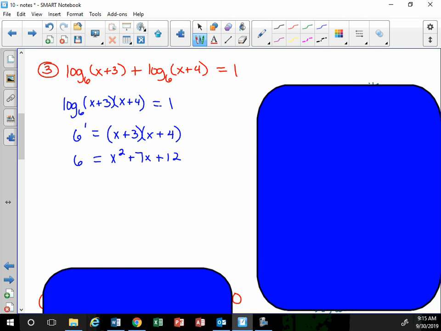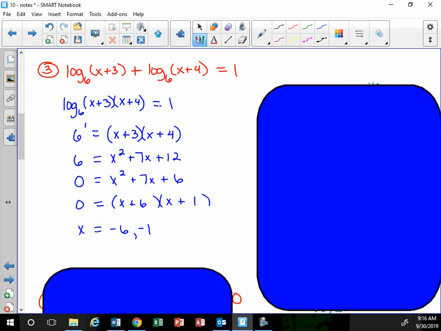So to solve my quadratic, I need a 0 on one side. So I've really got x squared plus 7x plus 6. And then what does that factor into? Good. So what are my 2 potential solutions? And -1. Now we got to figure out, do they both work?